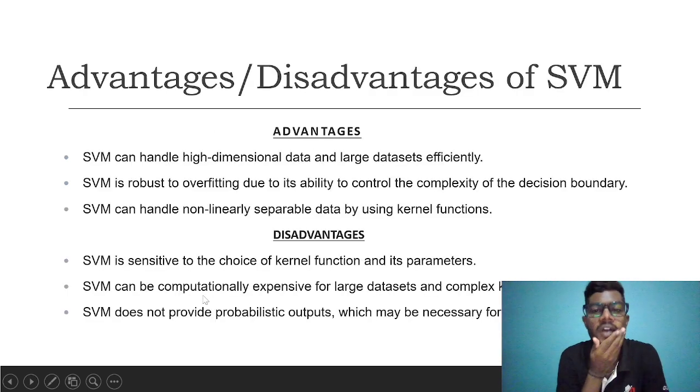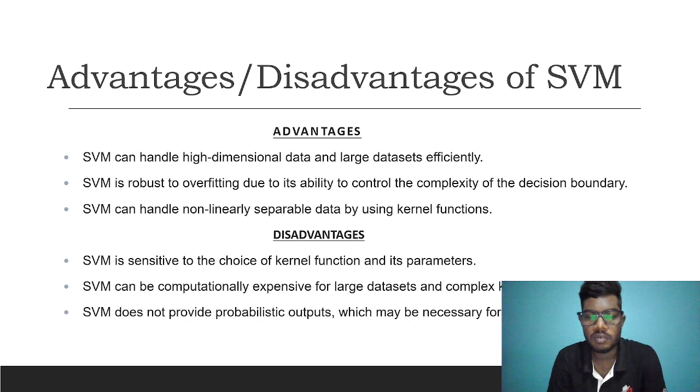Let's know some of the advantages and disadvantages of SVM. SVM can handle high-dimensional data and large datasets efficiently. SVM is robust to overfitting due to its ability to control the complexity of the decision boundary. SVM can handle non-linearly separable data by using kernel methods.